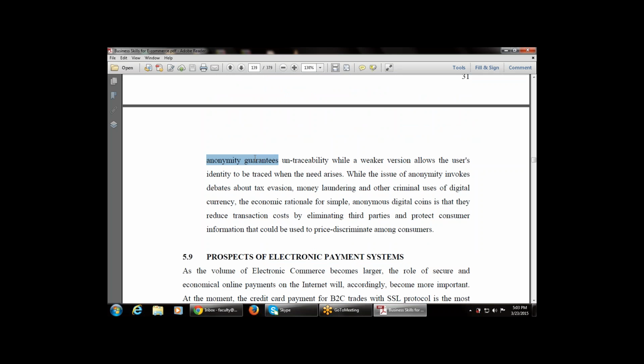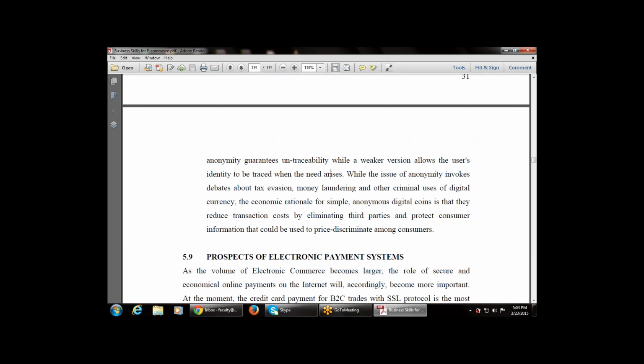Strong anonymity guarantees untraceability, while a weaker version, that is a weaker anonymity, allows a user's identity to be traced when needed. So whenever I say strong anonymity, there is no traceability of the user's personal information. And whenever I say weaker anonymity, that allows the user's identity to be traced when the need arises.